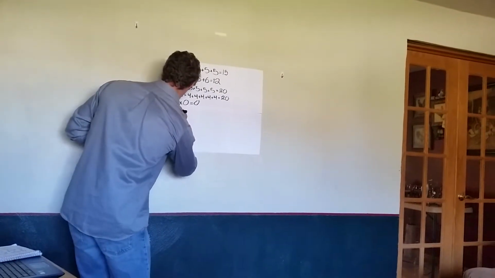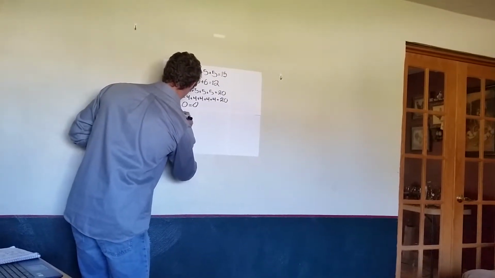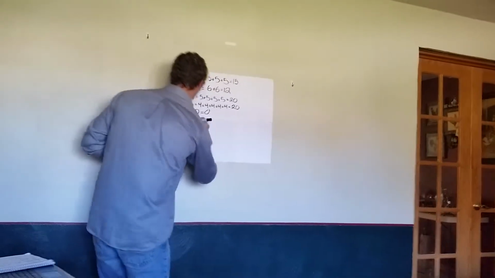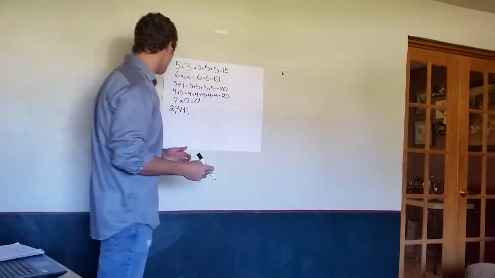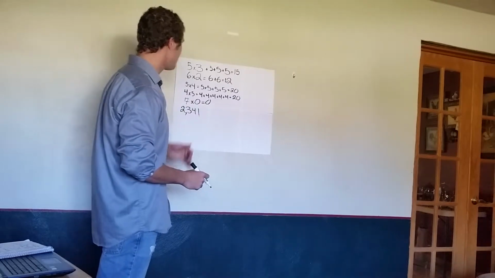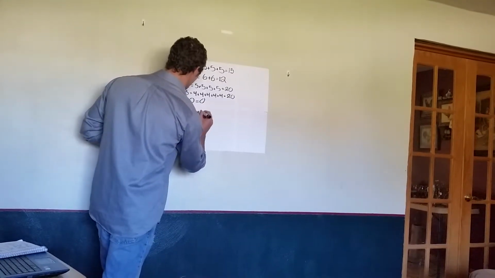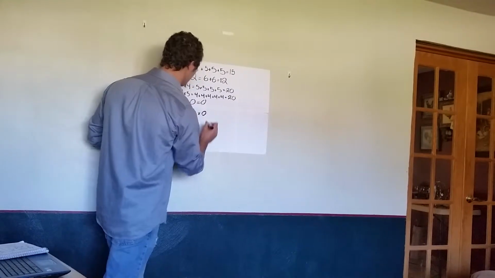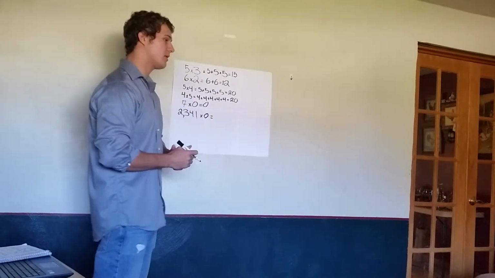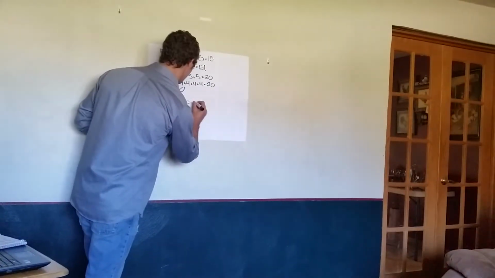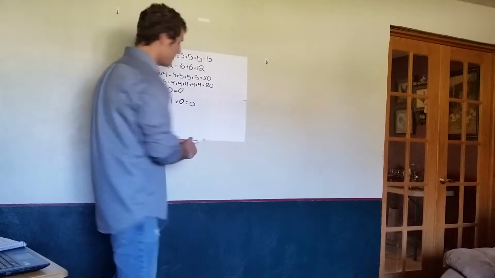So, the next example. Even a big number, such as 2,341 times 0. What's that going to be? 0. Very good. Great. All right.